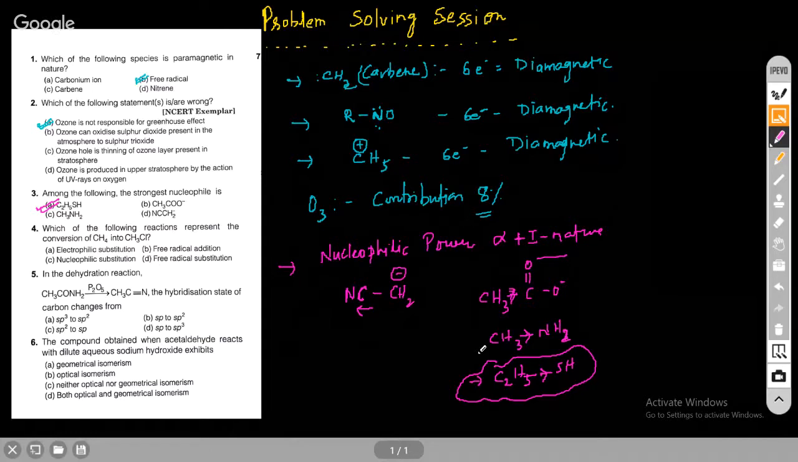More electron releasing group, more will be the nucleophilicity or nucleophilic power. Fine, answer will be option A. Question number 4.